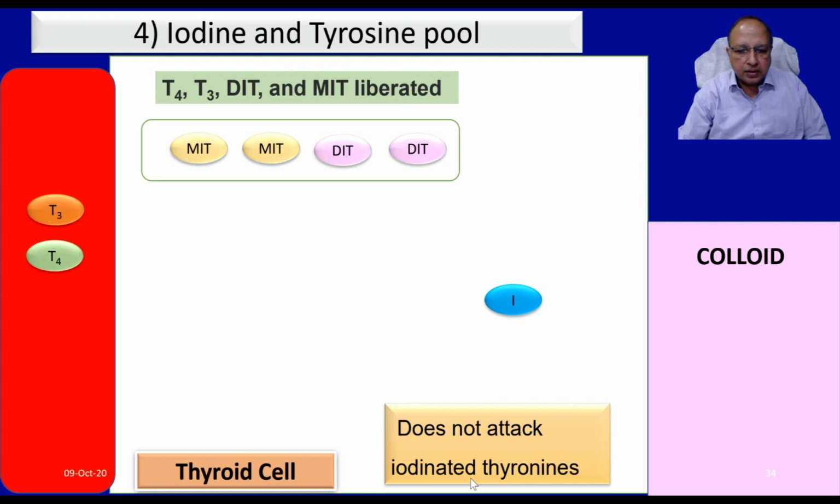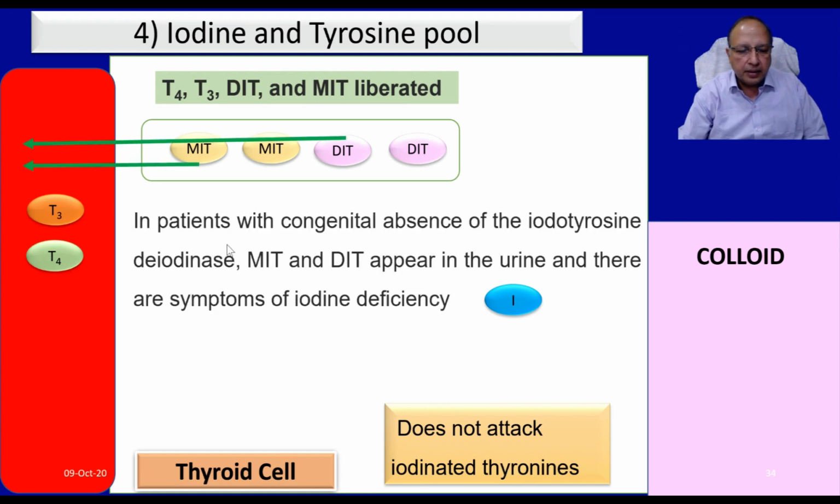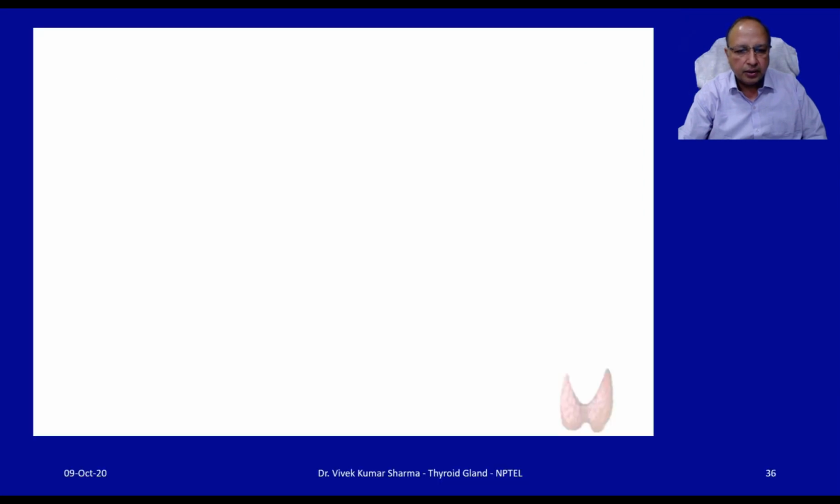The thyroid cell does not attack the iodinated thyronines, but in patients with the congenital absence of this iodotyrosine deiodinase, MIT and DIT appear in the urine, and there are symptoms of iodine deficiency. So there will be a huge loss of iodide from the body.